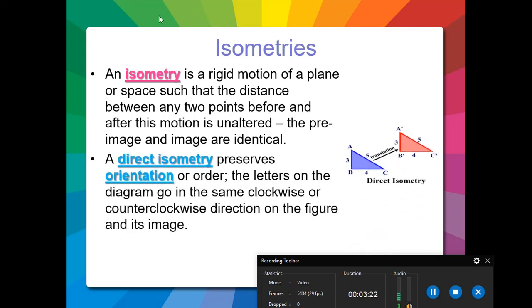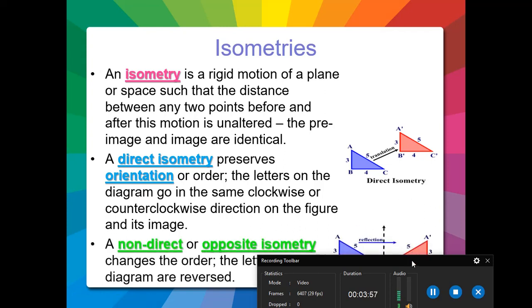If you're performing a direct isometry, you're also preserving orientation or order. That means that the letters and the figure will all be going in the same direction. It doesn't matter if it's clockwise or counterclockwise, but it will look like an identical picture. So in my image here, the blue triangle is your pre-image. All we did was slide it over to create the red triangle. You can see that A, B, and C are in the same order, and the triangle is facing the same direction.